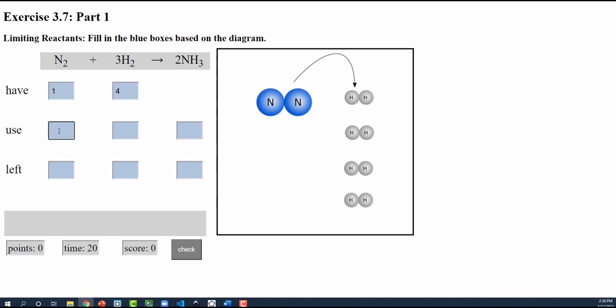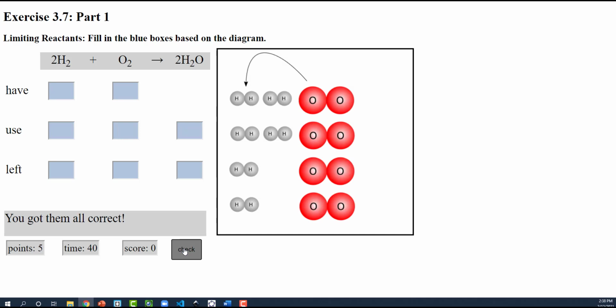So what will we be able to use? You'll be able to use this one, and of the 4 present, you can only use 3, following the 1:3 ratio. How much ammonia do you make? 2 for every nitrogen. When you're done, what's left over? We don't have any nitrogen. Now we have 1 hydrogen left over, and we end up making 2 ammonias. And we check that and say, yeah, that's good.